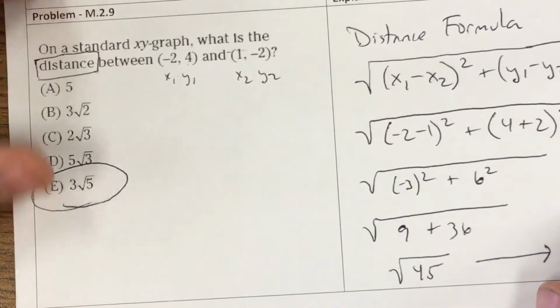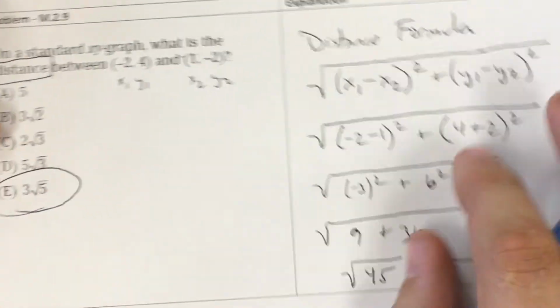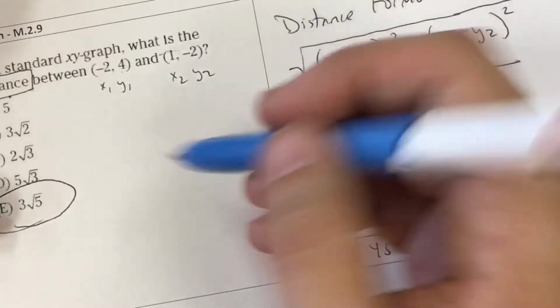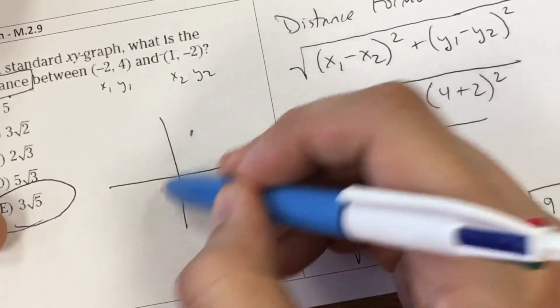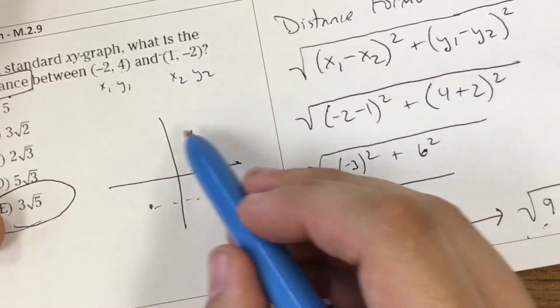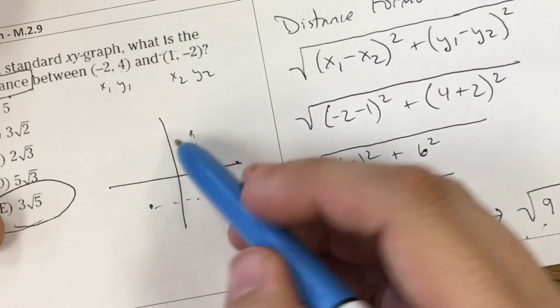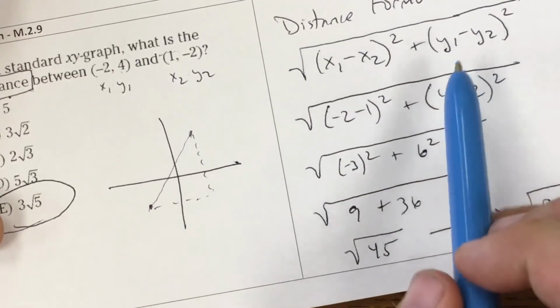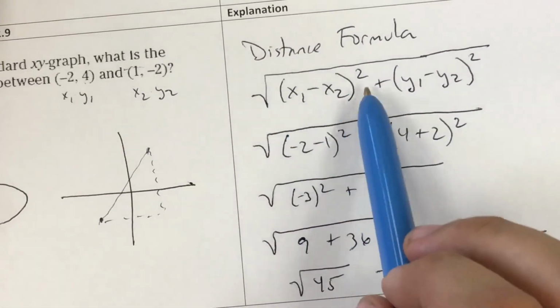So again, the strategy for this problem, whenever you see distance, is to use the distance formula. If you don't memorize it, then you're going to end up doing something way more complicated, where you are using these points, finding the vertical and horizontal distance, and then using the Pythagorean theorem to find the length of that line. It's the exact same thing. This is just faster.